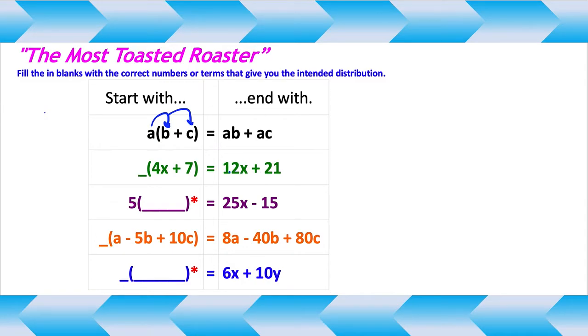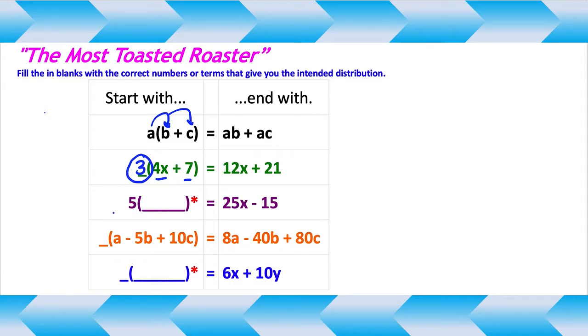So if you ended up with a 12x plus 21 and you had a 4x plus 7, what number would do that? Let's see here. Well, if you go backward, probably a 3. Yeah, 3 times 4x makes it 12x, and then 3 times 7 makes it 21. So you're kind of going backwards. You're trying to figure out what pieces need to go here that will give you the end result.